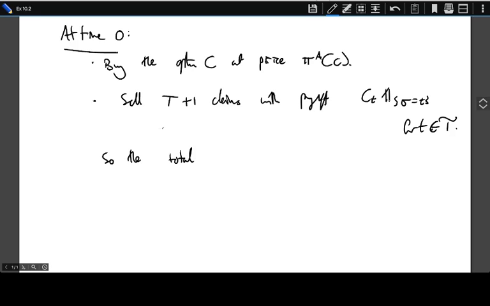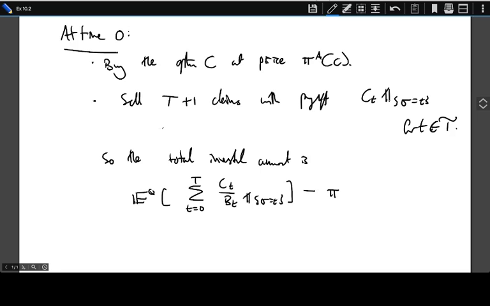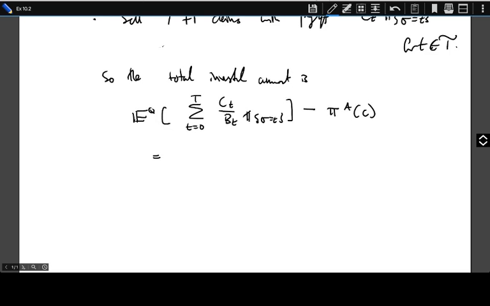So the total invested amount is the expectation under Q, summing over all of these claims, minus the initial value of the option. We could rewrite that, of course, as the discounted value of C at time sigma, because this indicator gives us that every other term goes to 0, minus this initial price, which is greater than 0 by assumption.